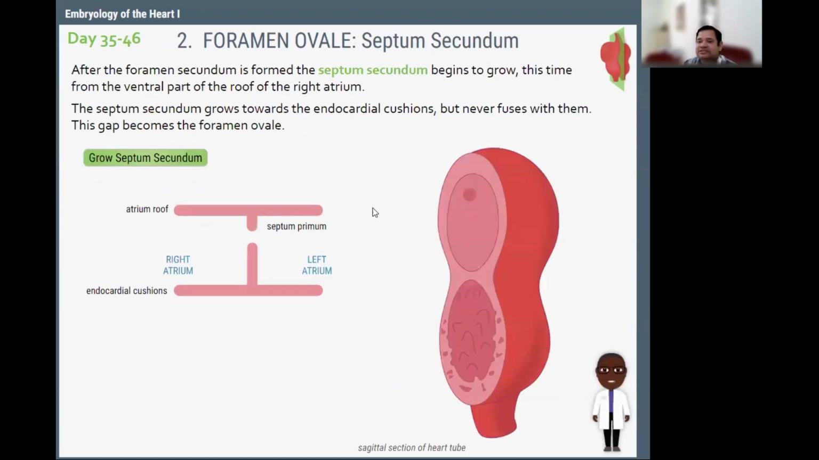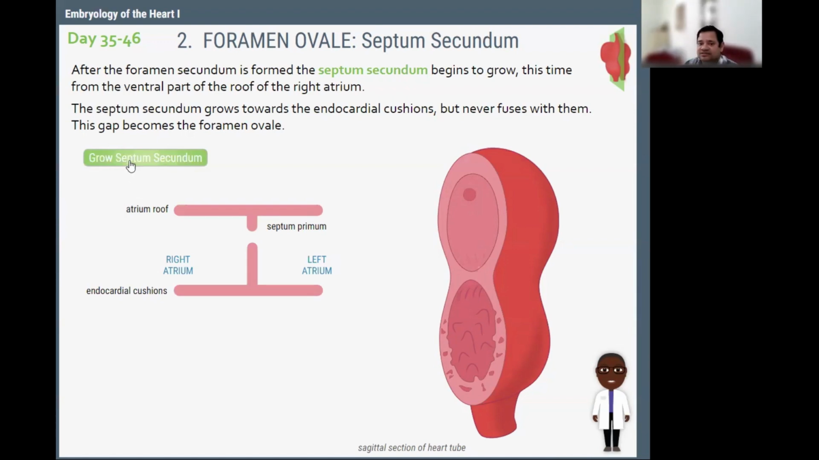Now we will talk about the septum secundum. The name itself tells you it will form after the primum. After the foramen secundum is formed, the septum secundum begins to grow, this time from the ventral part of the roof of the right atrium. So where does it start? The ventral part of the roof. Septum secundum grows toward the endocardial cushion, but never fuses. It will never fuse, and that same gap is what later is called the foramen ovale.